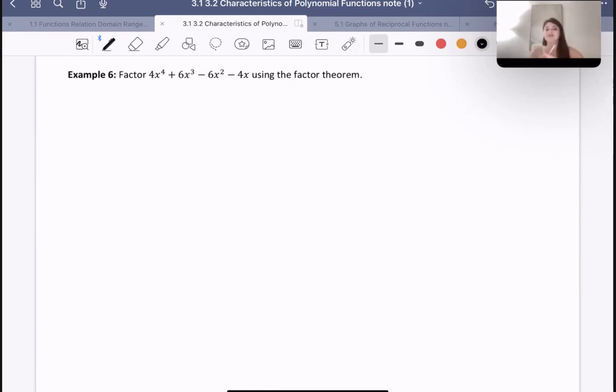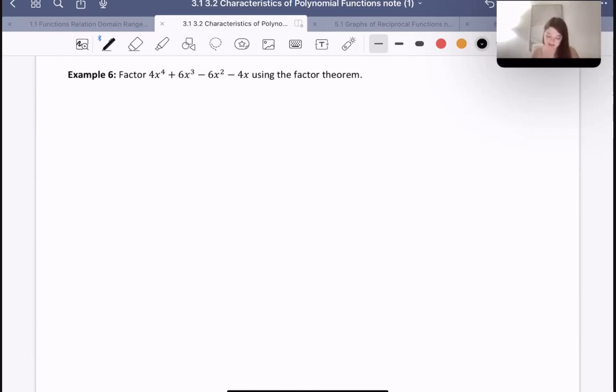Unless the goal is not to fully factor something, like if the goal is to complete the square, your goal is to do something different, then you don't have to always common factor. But if your goal is to factor something, always common factor first. Okay, and here our goal is to factor. And so even though it says to use the factor theorem, we will, but we should not forget about common factoring first. So what can we common factor?